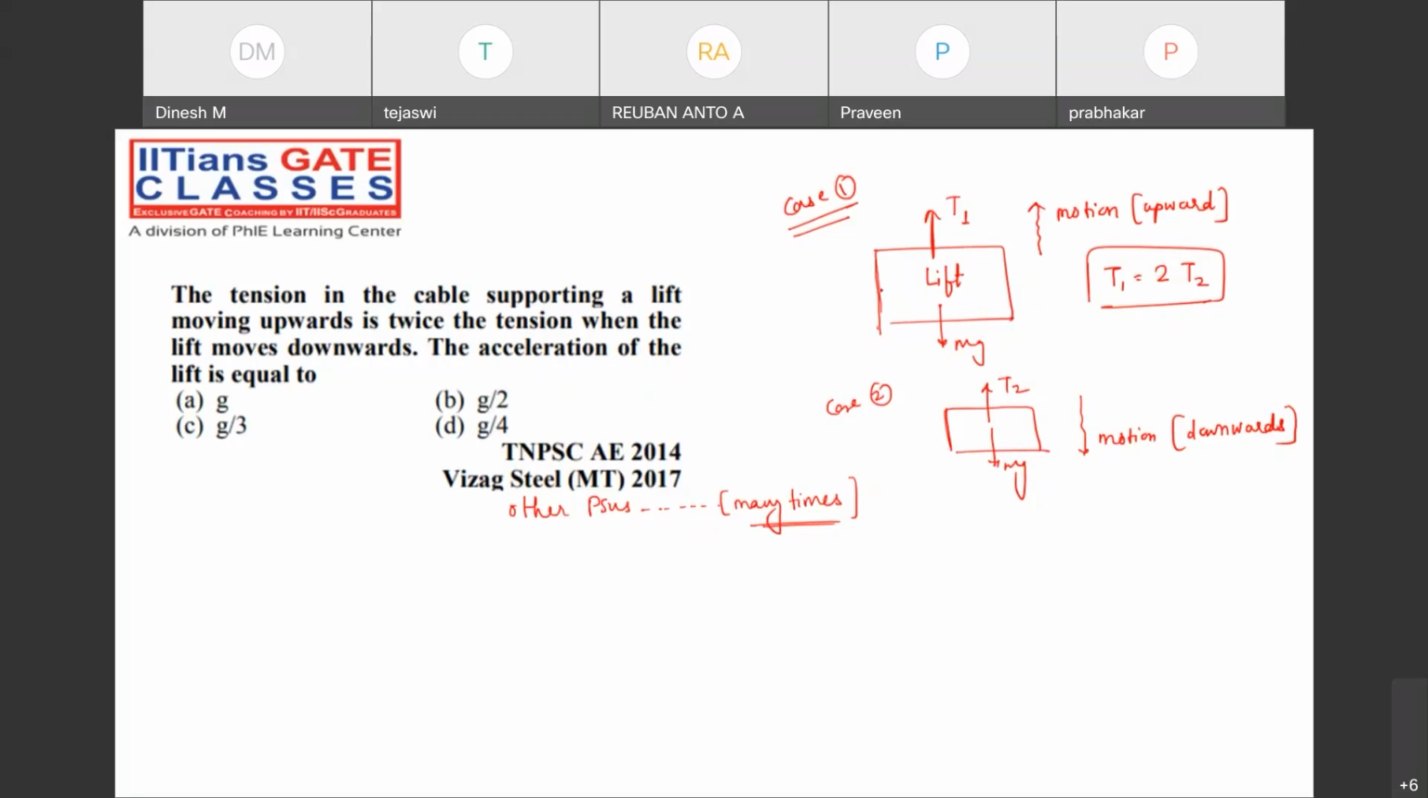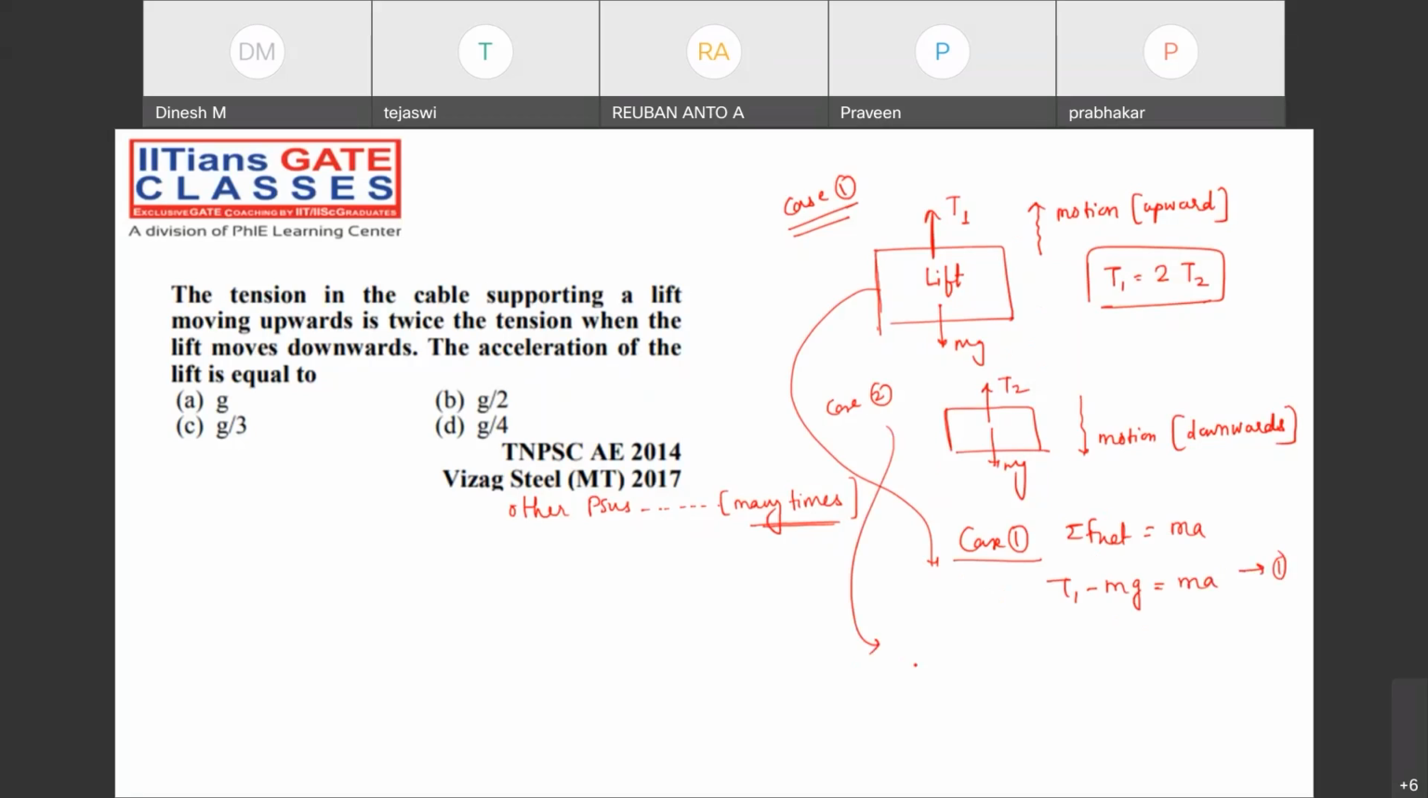In the first case, case number 1, the motion is happening in the upward direction. Newton's second law says that the net force in the direction of motion must be equal to mass into acceleration. T1 minus mg will be equal to ma. That is the first equation.